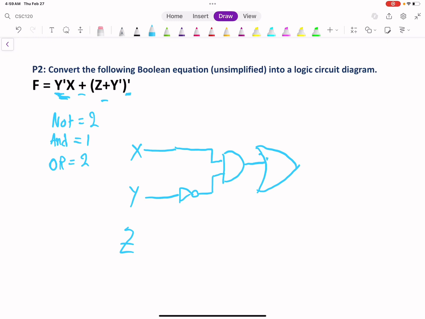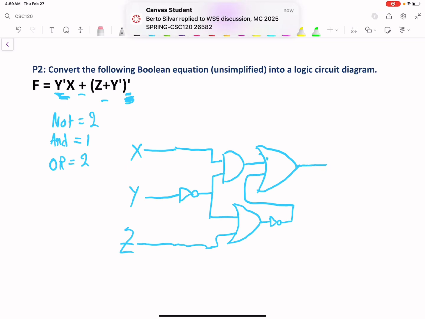We already have Y prime over here, so I can just take that Y prime, put the OR gate, so I can add Z and Y prime. And when I add Z plus Y prime, there's a NOT gate right here, so I still have to add that NOT gate, so I can NOT them. Then once I have that, I can take that value, add it here, and then we get F, which is our output.